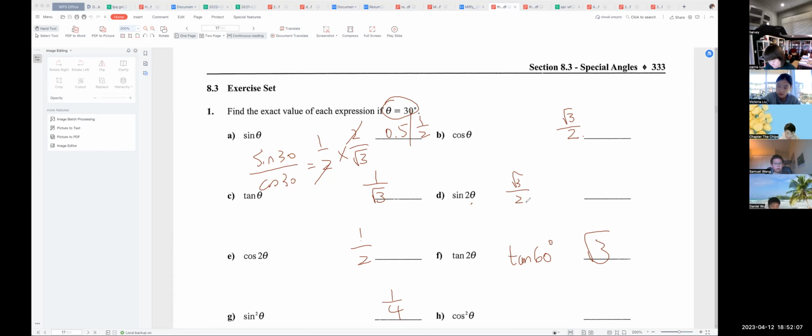3 over 2, or 3 over 4. So square root 3 over 2 times square root 3 over 2. Everybody? So square root 3 times square root 3 equals what? Equals 3. And 2 times 2 equals what? Equals 4. Get it? Okay?